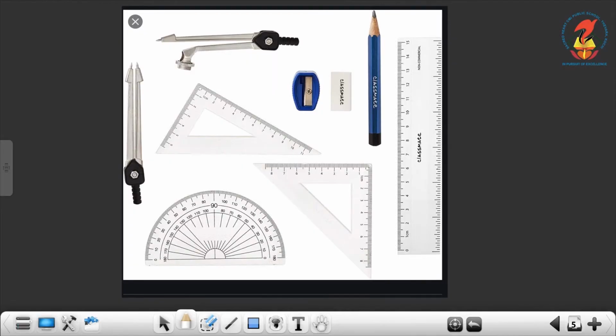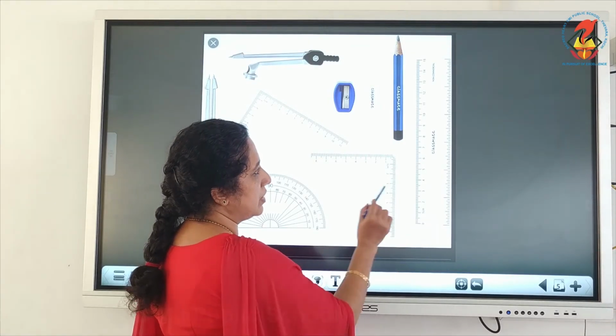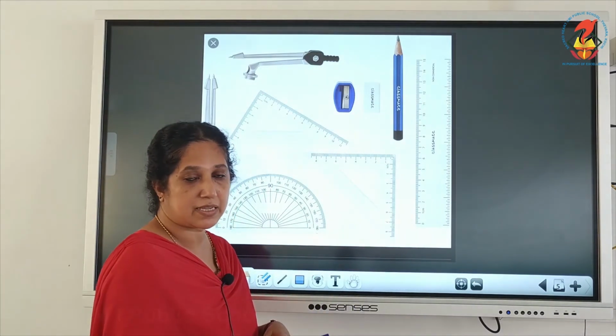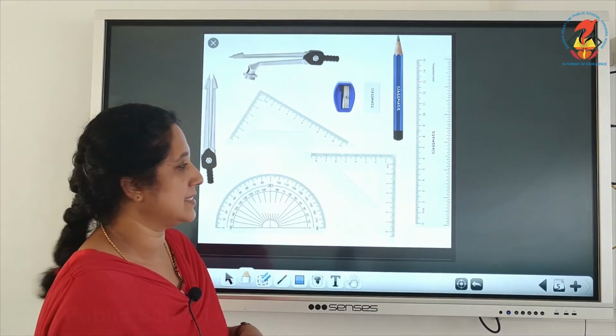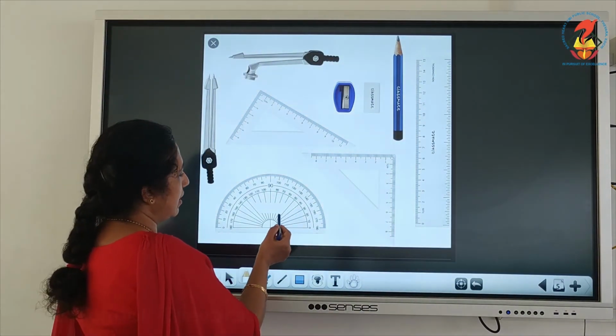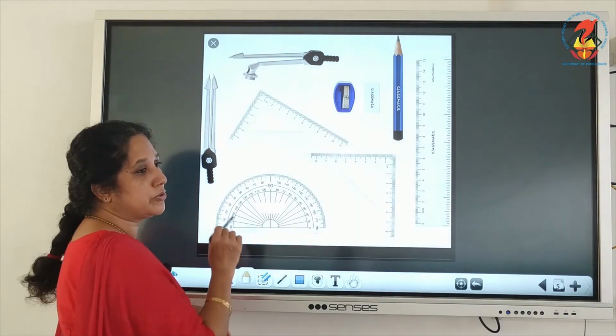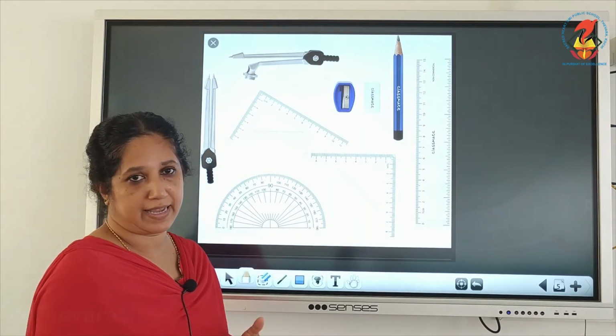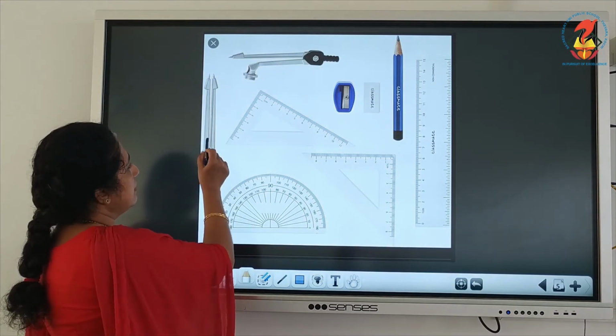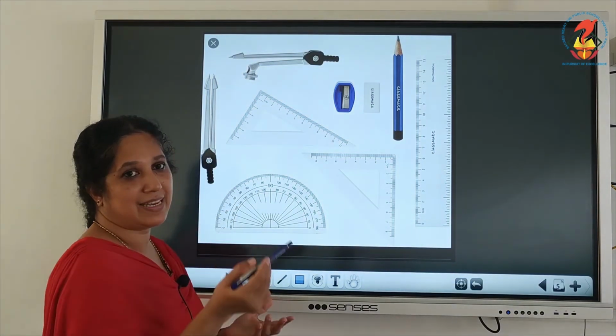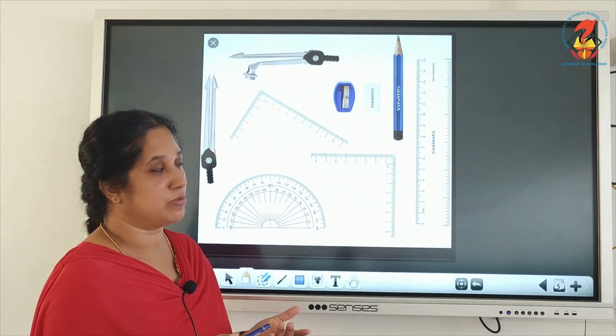Now just have a look at the tools in your instrument box. We have the ruler. So this one is the ruler, in order to draw a line segment and to measure the line segment. Then we have the protractor to measure and draw an angle. Then we have the divider, which we can use to measure the length of a line segment.